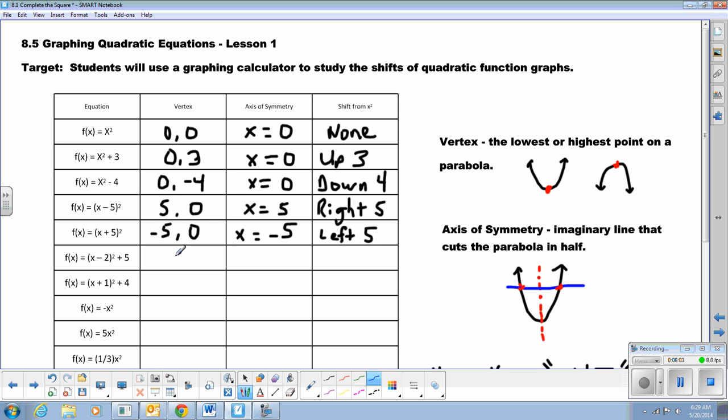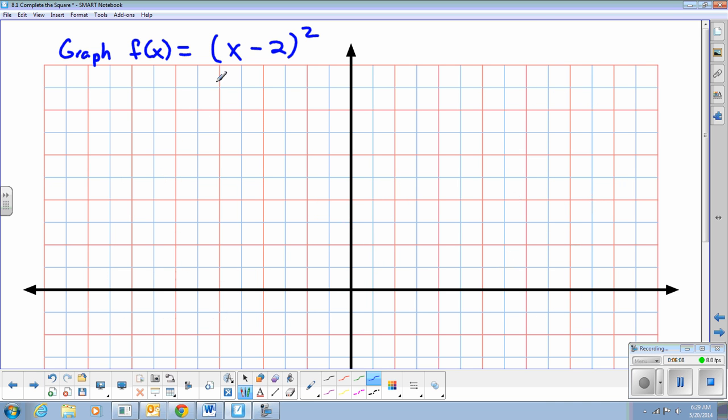So let's go back to our graph. What number can I put in for x here and cause this inside parenthesis part to equal 0? That's right, it's 2. So that means I'm going to have a vertex with x equal to positive 2. So let's see, if I build my table and I put in 2, 2 minus 2 is 0, y is 0. So my vertex is actually going to be here at 2, 0.